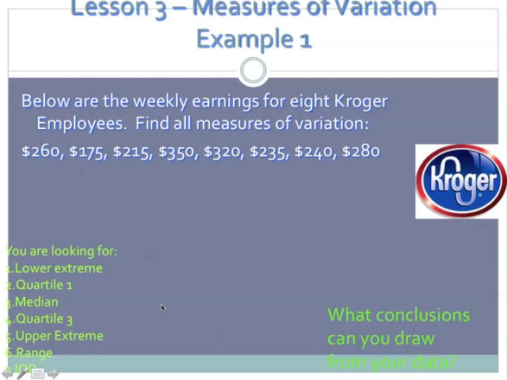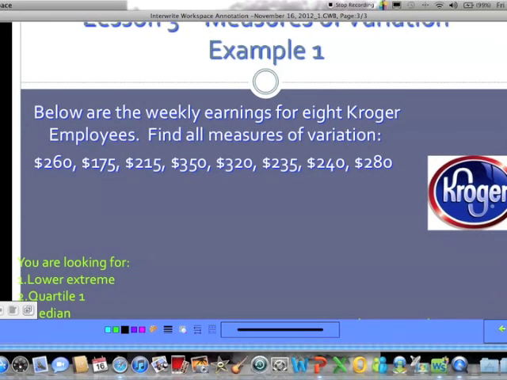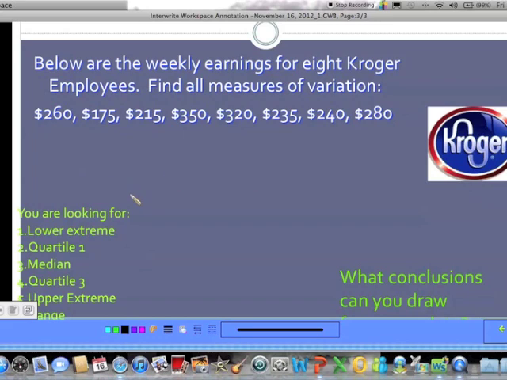All right, here's example number 1. It says, below are the weekly earnings for 8 Kroger employees. Find all measures of variation. All right, now the very first thing we have to do when we're dealing with measures of variation is put our numbers in order from least to greatest. So you just go through and order them from least to greatest.